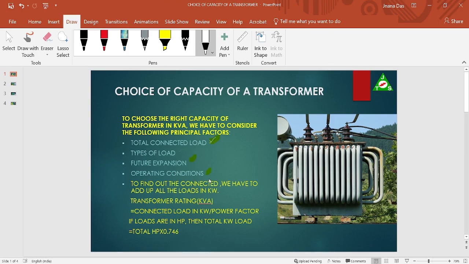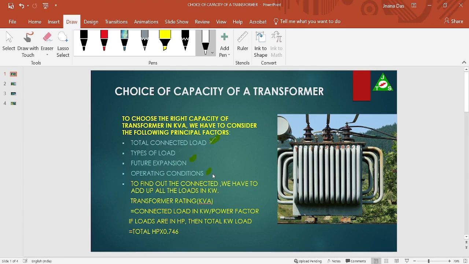Discussion is on the calculation of the capacity of transformer required for a specific purpose. Specific purpose means it may be a requirement for a residential complex, or it may be required for a commercial complex, or it may be required for an industrial complex.